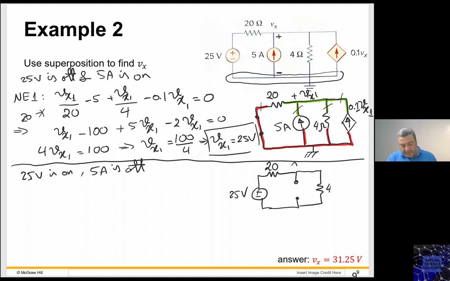Sure. Yes. So the key here is that Vx1 is 25 is only the voltage Vx when the voltage source of 25 volts is turned off, and the 5 ampere is kept on. Okay. So remember, in superposition, you always need to keep one independent source on and switch off all the other independent sources. So this is Vx1, now Vx2, right?